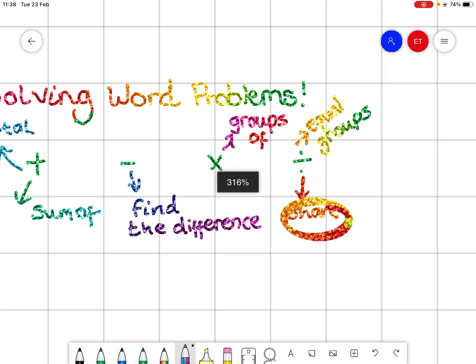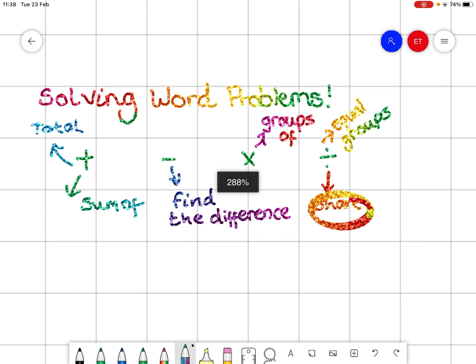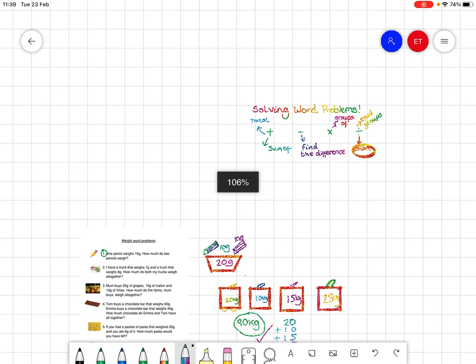So think about the vocabulary that's used in the word problem. If you see total or sum of, you're probably going to add. If you see find the difference, you're subtracting. If it says groups of, you're multiplying. And if it says to put it into equal groups or to share, you are dividing.